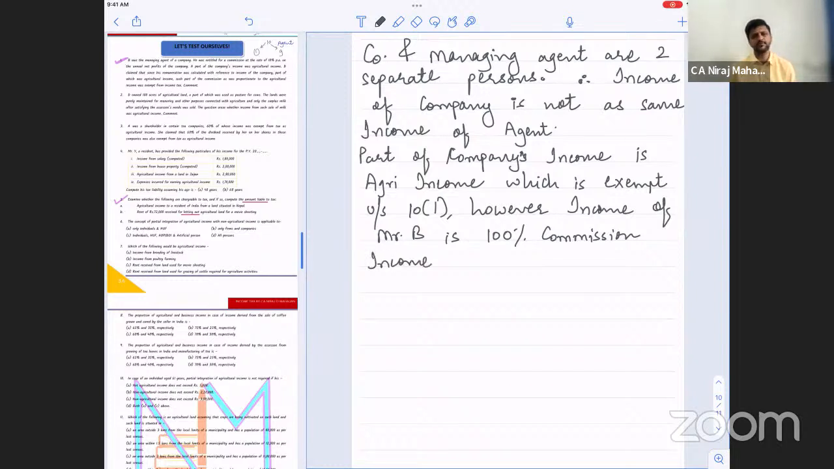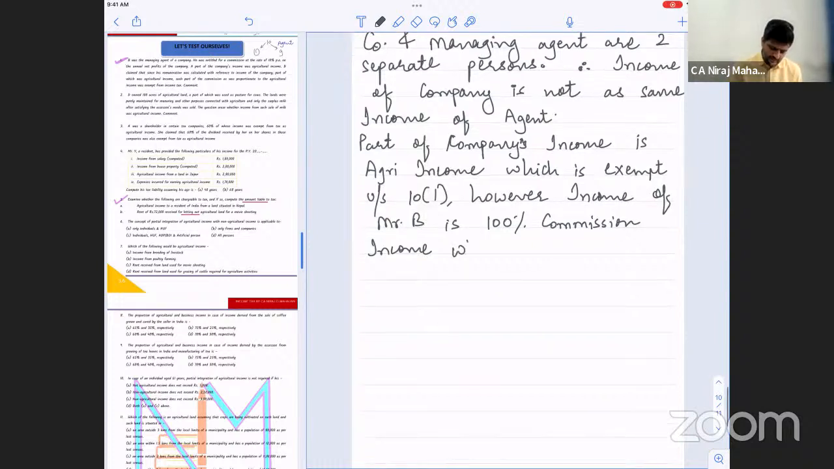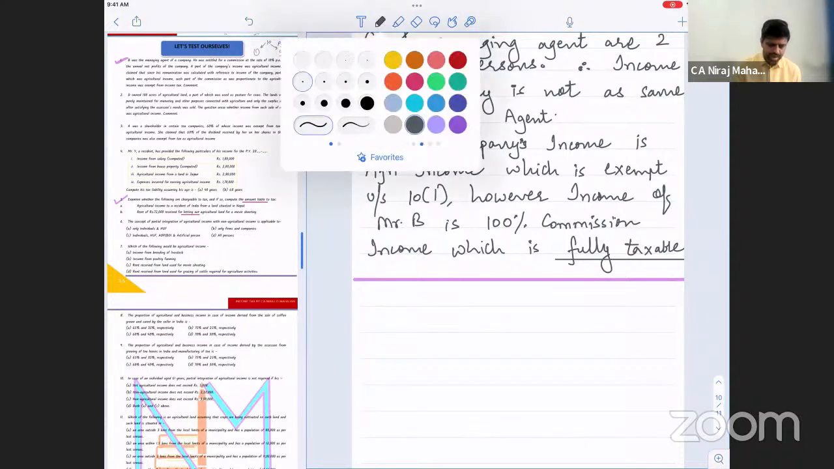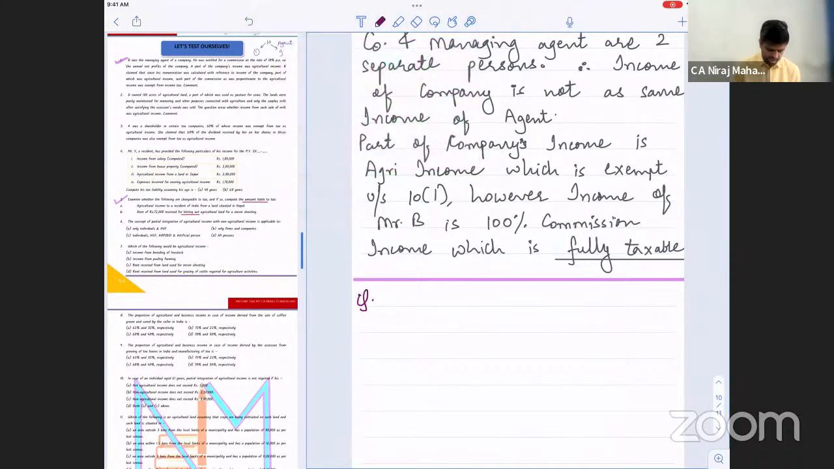So you have to look at the nature of income. His income, his nature is commission income. Is he doing any agricultural activities? No. So, however, income of Mr. B is 100% commission income, which is fully taxable. Correct? Which is fully taxable. Yes? Khushbu, all okay?